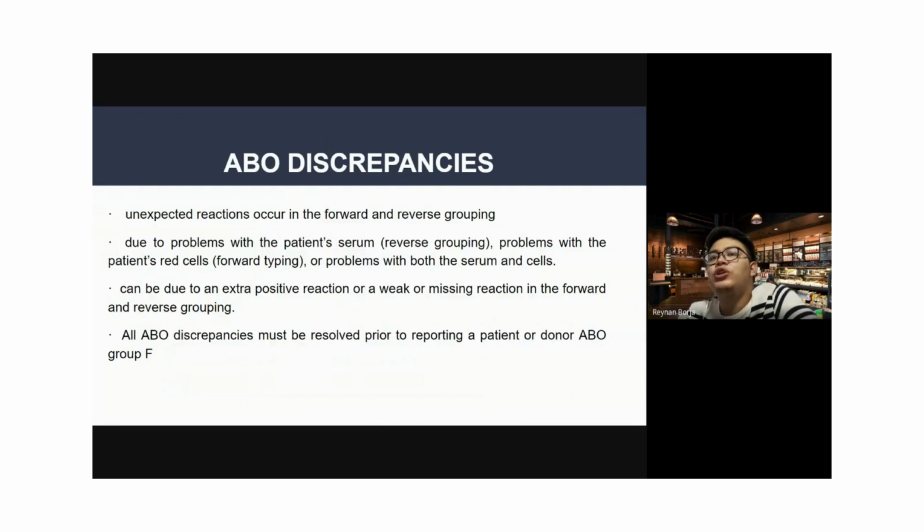Di ba? Due to problems with the patient's serum, which is the reverse grouping, or problems with the patient's red cell, which is the forward typing, or problems with both serum and the red cell. Pwede yun. So, it can be due to an extra positive reaction or a weak or missing reaction in the forward and reverse grouping. I said earlier, all ABO discrepancies must be resolved prior to reporting a patient or donor ABO group.